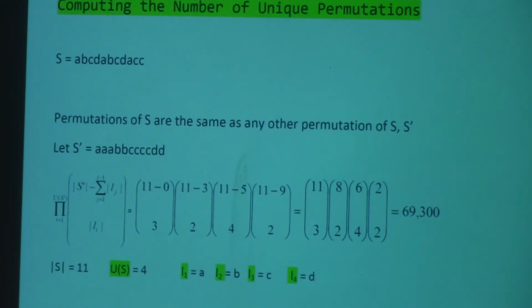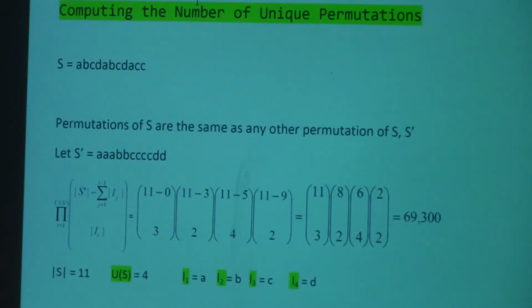Now, what was the length of the string again? The length of the string was 11. So how many actual permutations were there? If you take permutations, not unique permutations, but permutations, that would be 11 factorial. And we know that 10 factorial is about 3.6 million, so it's about 40 million. So with this string, we go from 40 million total permutations to 69,300 unique permutations.